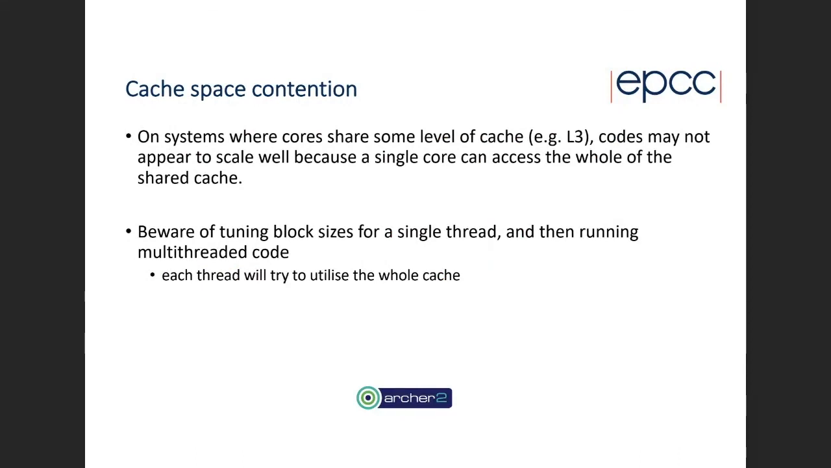Okay, so what else? Other potential contention: on systems where cores share some level of cache, you may again see this apparent lack of scalability, because a single core can access the whole of the shared cache. One potential problem is that if you are doing cache blocking optimizations in your code, you need to beware of tuning your block sizes for a single thread and then running multi-threaded code. The way you've tuned it, each thread is going to try to utilize the whole cache, which it will not have access to, because of the other threads contending for the cache space.